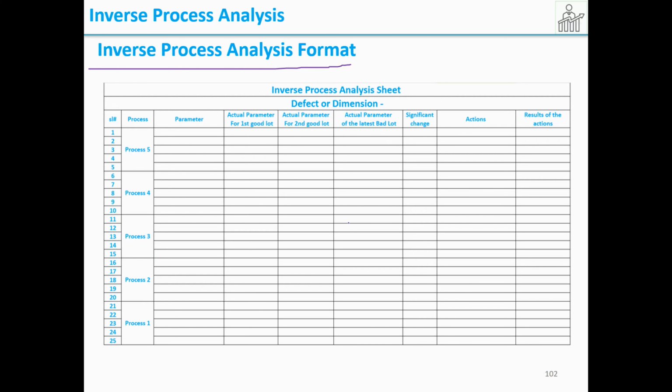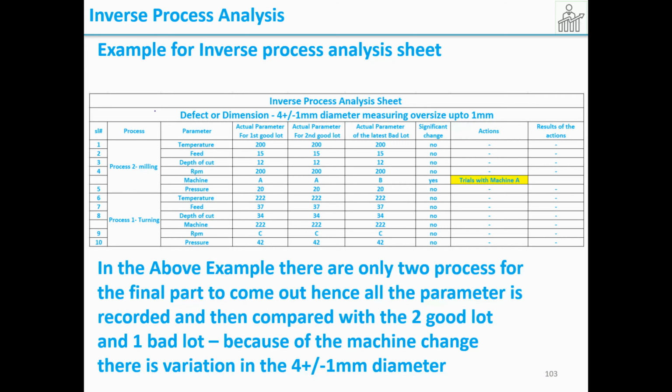This is the format they used for the particular analysis, and this is one example of inverse process analysis. Here they took two processes, and after doing all the analysis, they found there is a change in the machine. So they are going to do trials with machine B. Actually, it is machine B because the two OK lots were produced with machine A and the one not OK lot was produced on machine B. So they are going to do trials on machine B and see whether machine B is causing the problem or not.